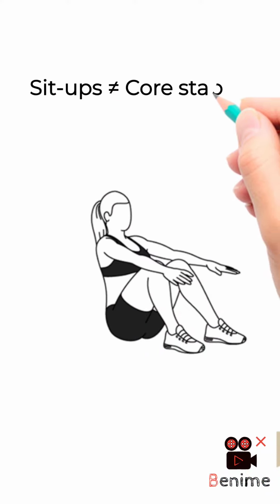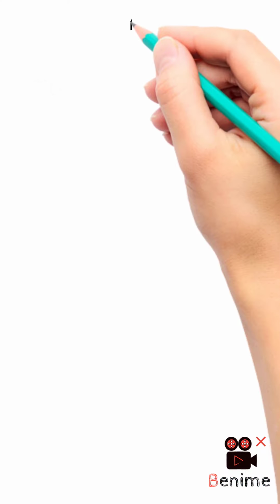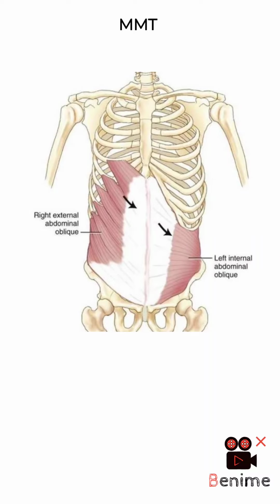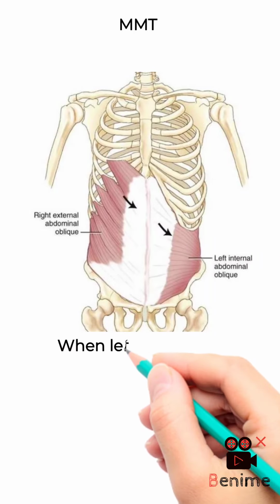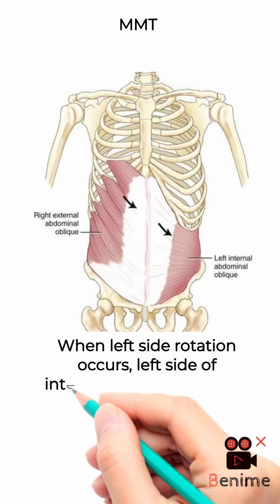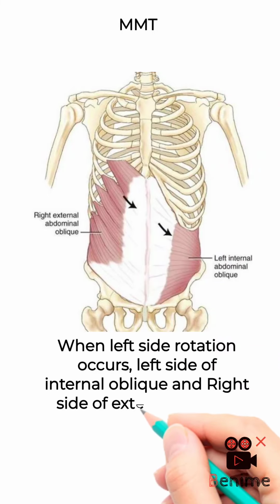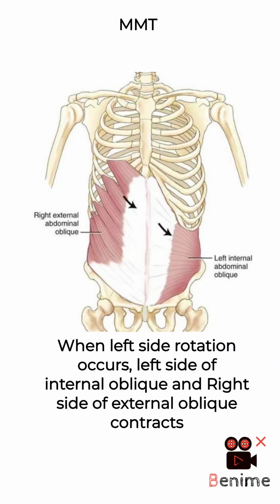Your core can be weak even if you can do sit-ups. Let's quickly test the internal oblique. MMT of internal and external oblique is assessed together because when the trunk rotates to the left side, the left internal oblique and right external oblique contract.